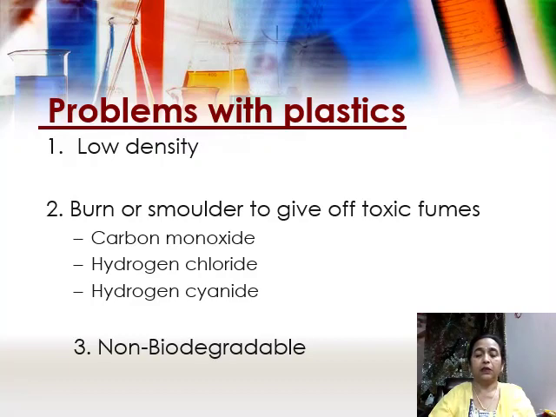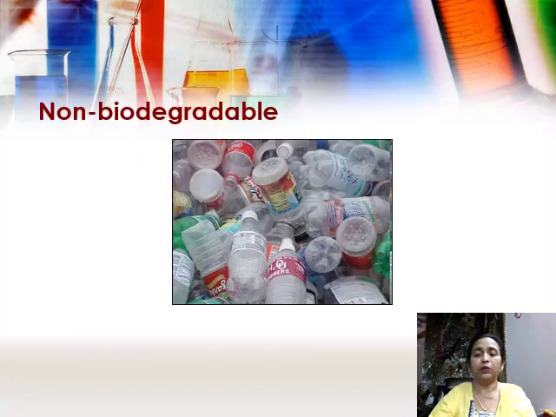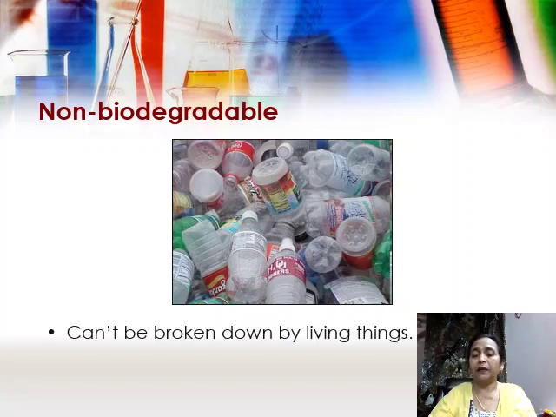And third, the most dangerous thing is that plastic is non-biodegradable. Because it is non-biodegradable, each and every corner of the planet is filled up with this non-biodegradable substance, that is plastic, and it is polluting our earth very badly. Why is it non-biodegradable? Because it cannot be broken down by living things. It remains as such in the soil.